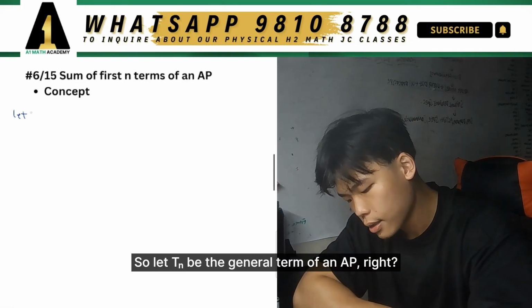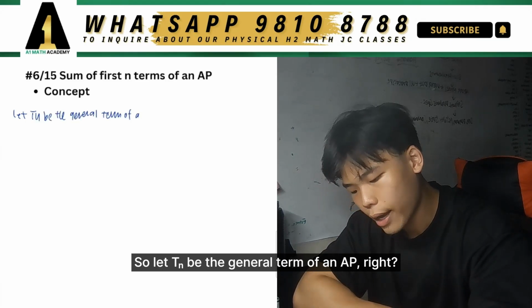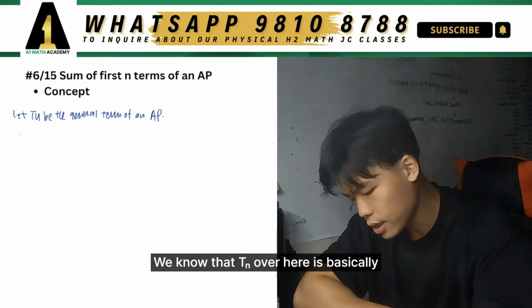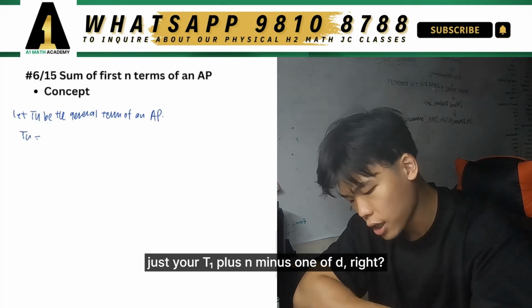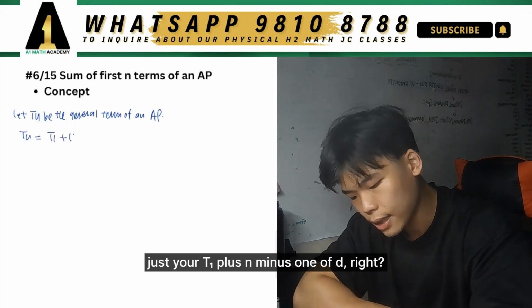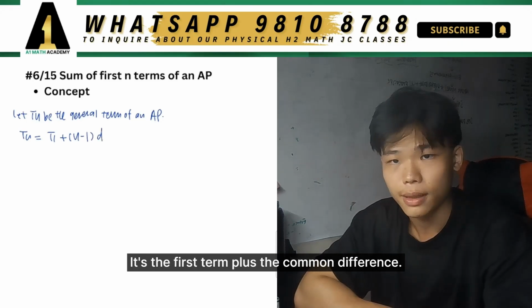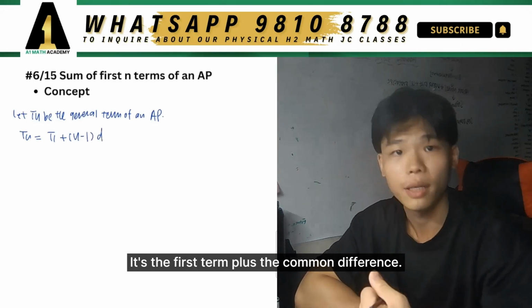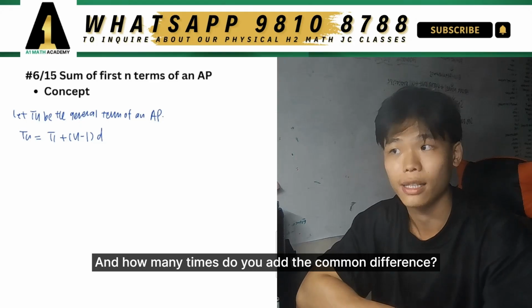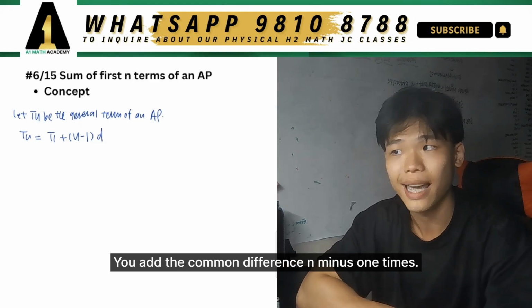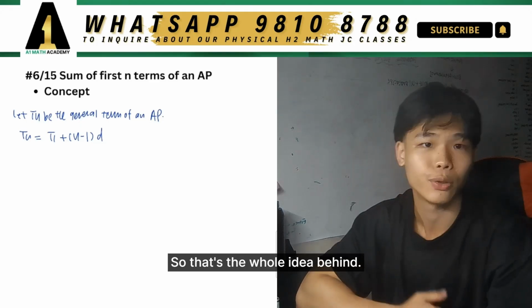So let Tn be the general term of an AP. We know that Tn over here is basically just your T1 plus (n minus 1) times d. It's the first term plus the common difference. And how many times do you add the common difference? You add the common difference n minus 1 times. Okay, so that's the whole idea behind it.